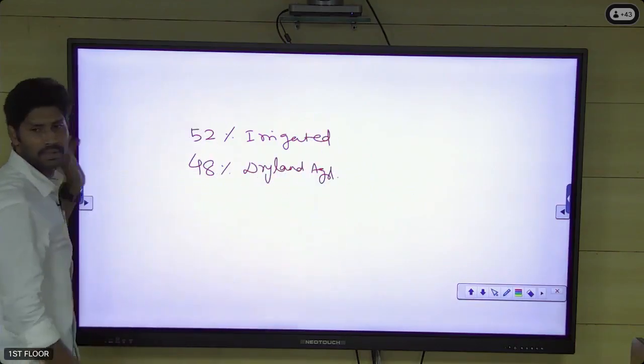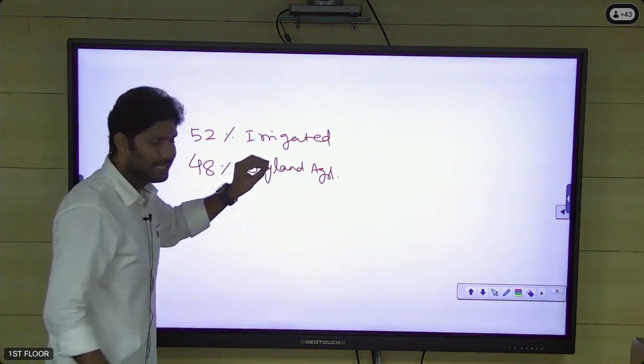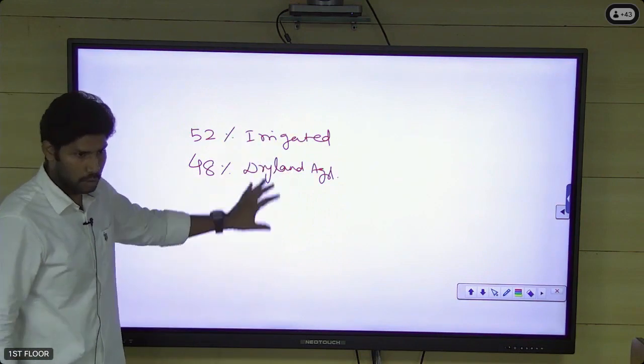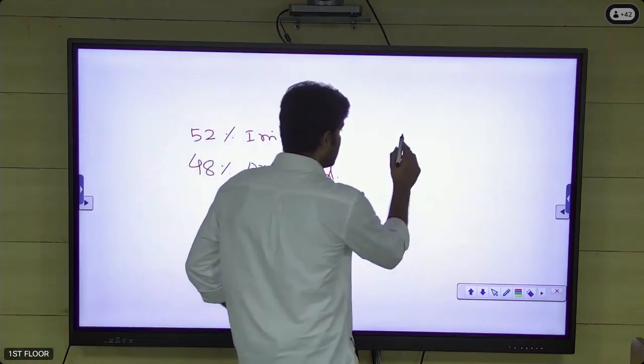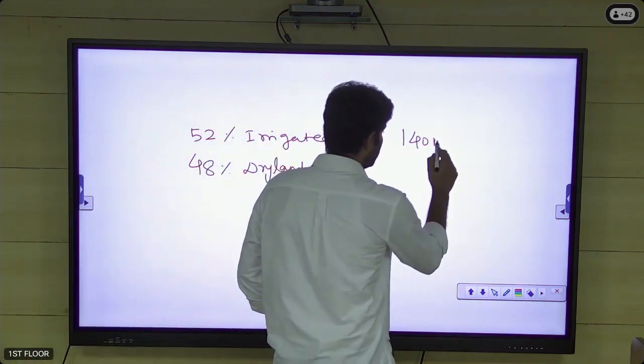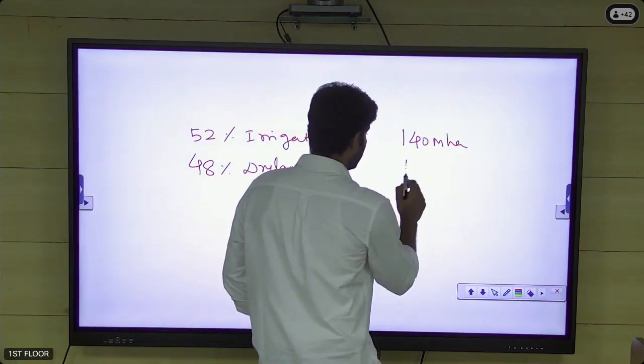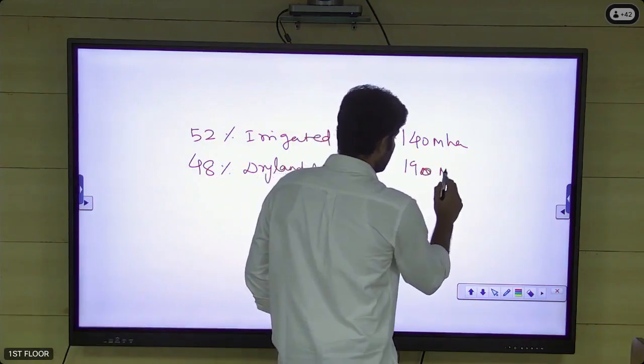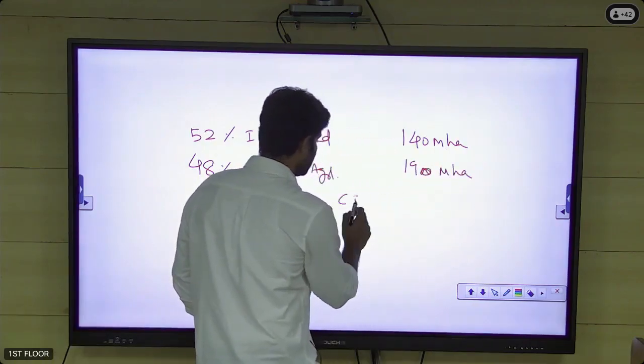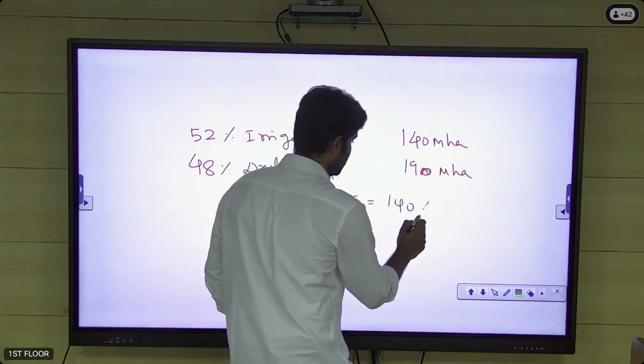So on average, if you calculate the cropping intensity overall throughout India, the average is 140 million hectares. That is the total net sown area. And the gross cropped area is 190 million hectares. So the average cropping intensity in India is 140%.